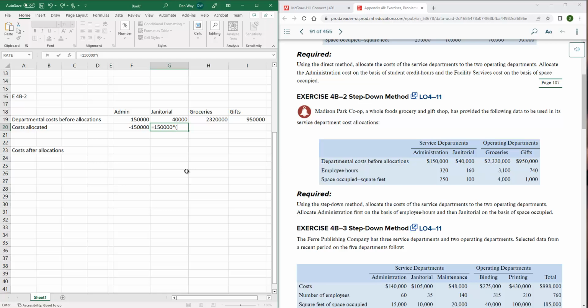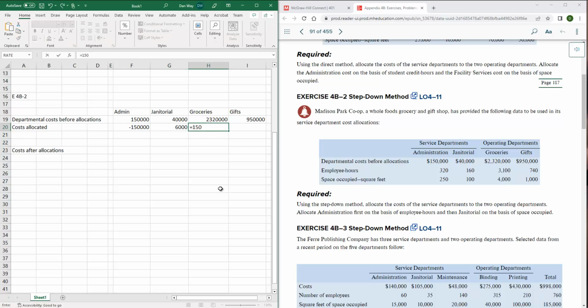So this would be 160 employee hours used by janitorial divided by 160 plus 3,100 plus the 740 over there in gifts. Again, that denominator only includes the allocation base for the departments to which I'm going to be allocating these costs. So there's 6,000 in total.